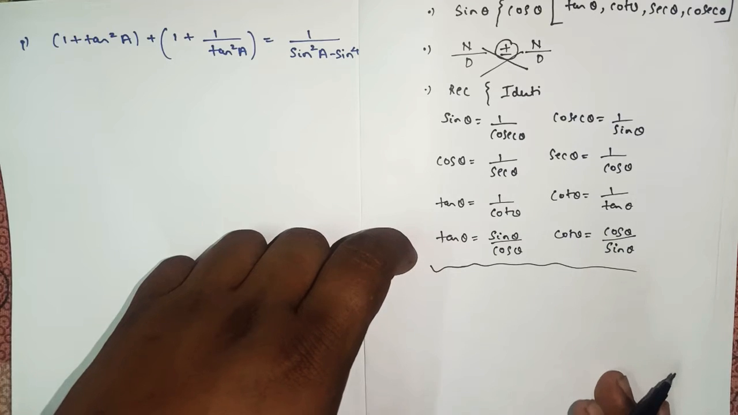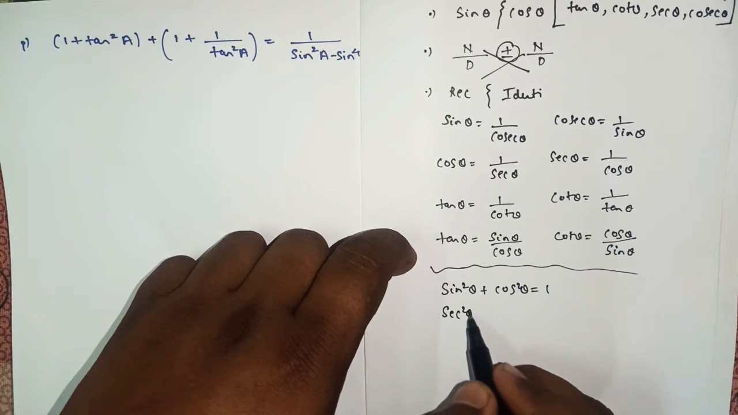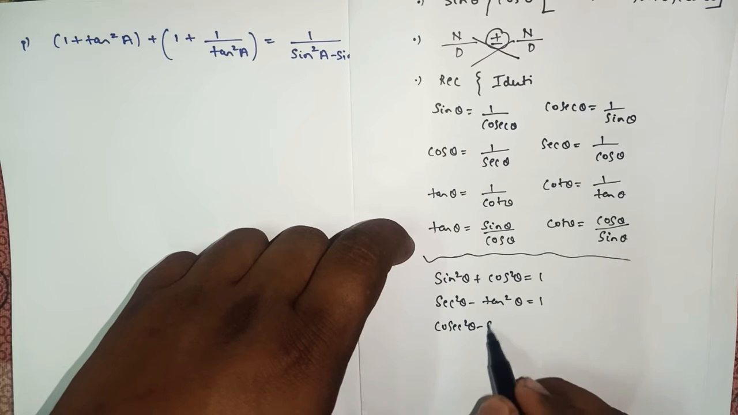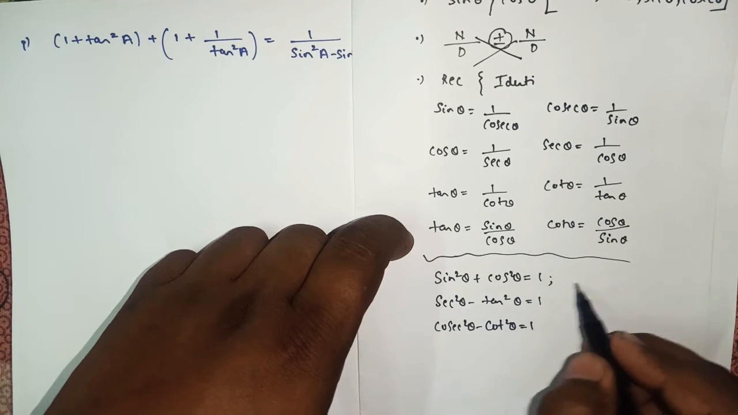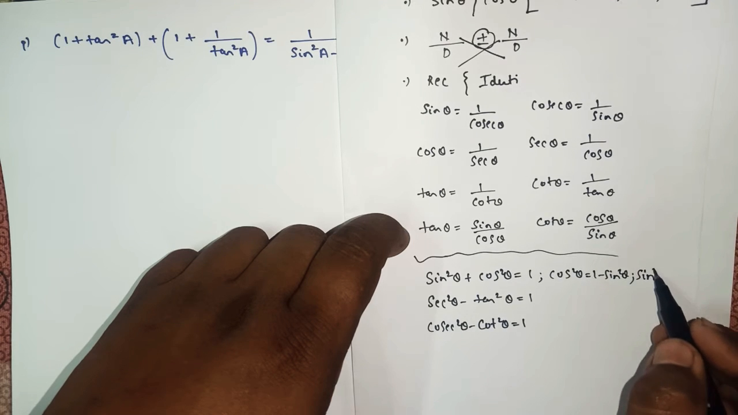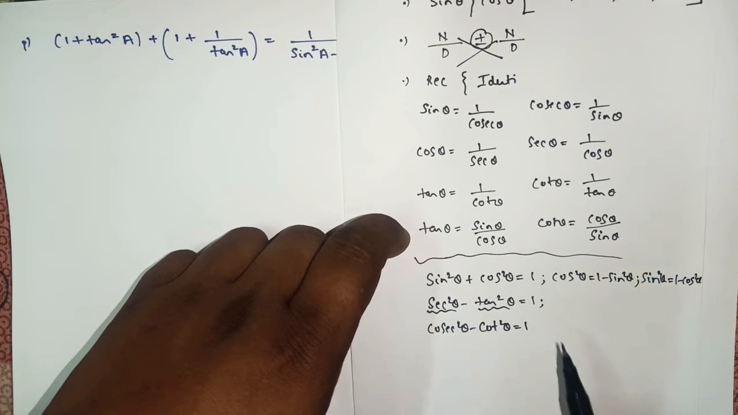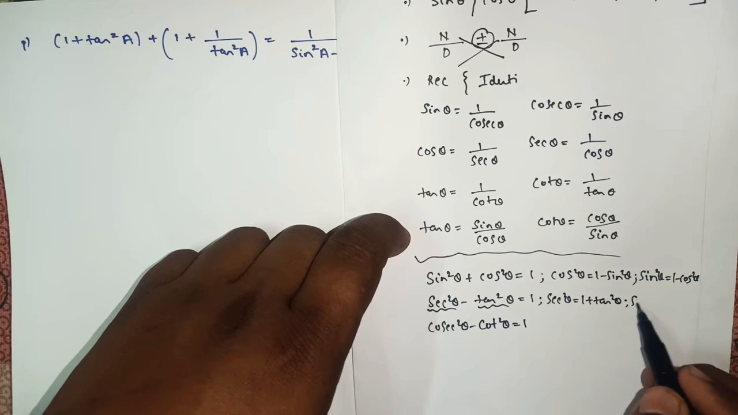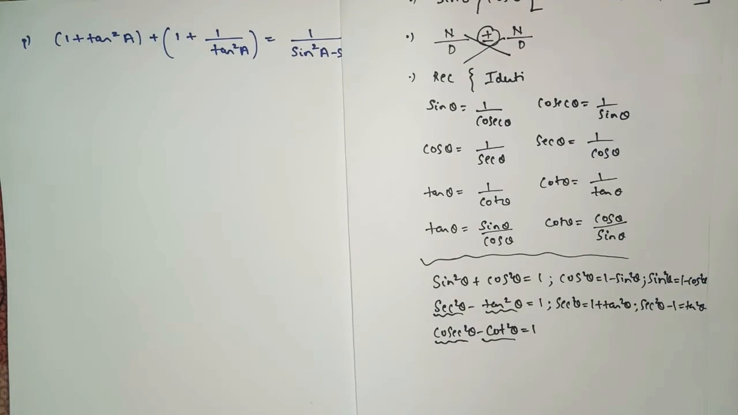And the identity formulas are what? Sine square theta plus cos square theta equals 1. Sec square theta minus tan square theta equals 1. Cosec square theta minus cot square theta equals 1. The first can be written as cos square theta equals 1 minus sine square theta, and sine square theta we can write as 1 minus cos square theta. Similarly, sec square theta we can write as 1 plus tan square theta, and sec square theta minus 1 equals tan square theta. Similarly, we can make the formulas for cosec square theta and cot square theta.